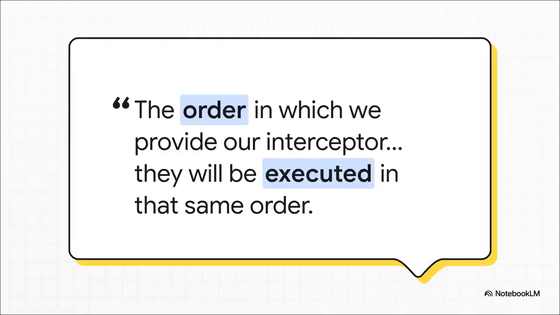So the absolutely crucial point derived directly from our sources is this. Angular executes your interceptors in the exact order you list them inside that with interceptors array in your config file. Order matters immensely here. If your logging interceptor runs before your auth interceptor, well, it won't be able to log the authentication token because it literally hasn't been attached yet. You are the architect of this assembly line, so make sure you sequence your array carefully.